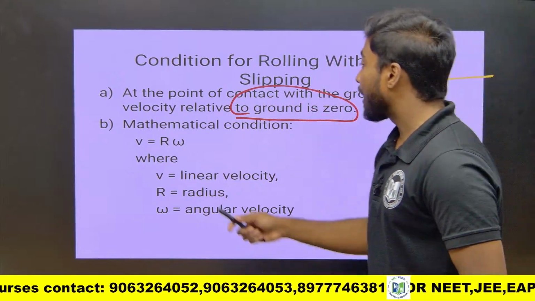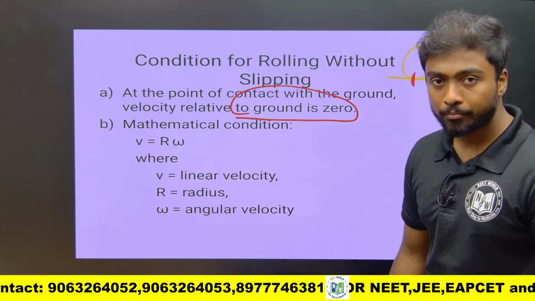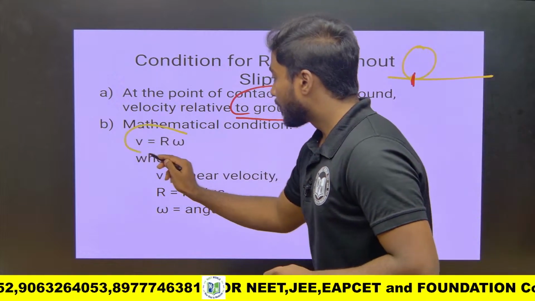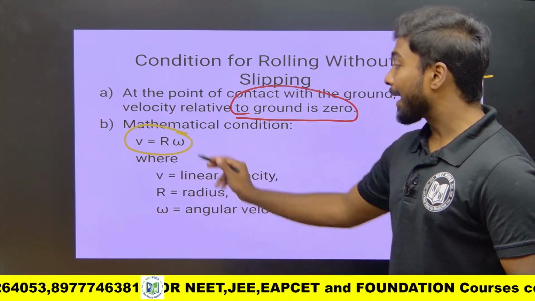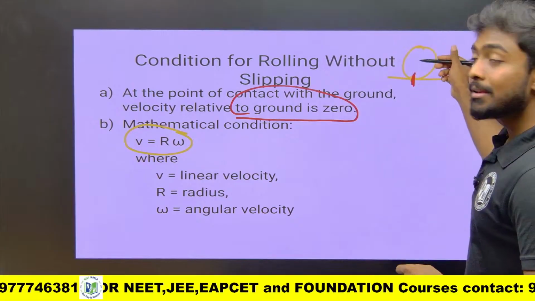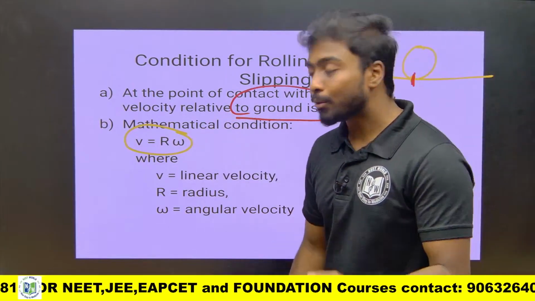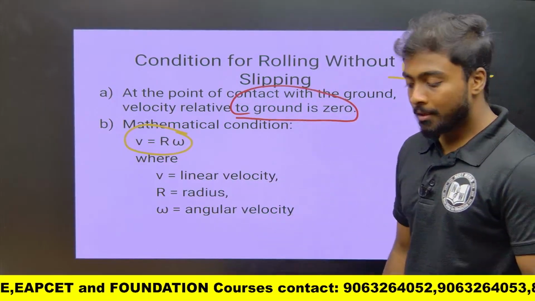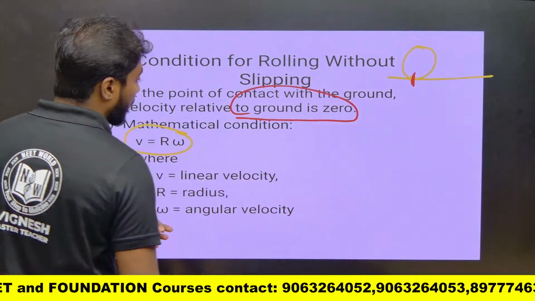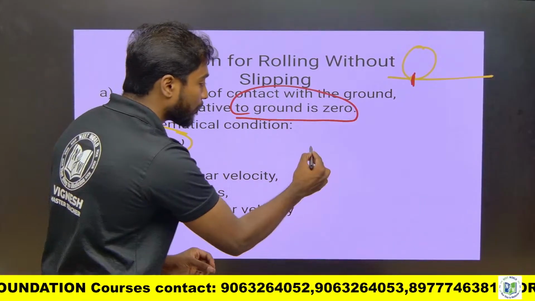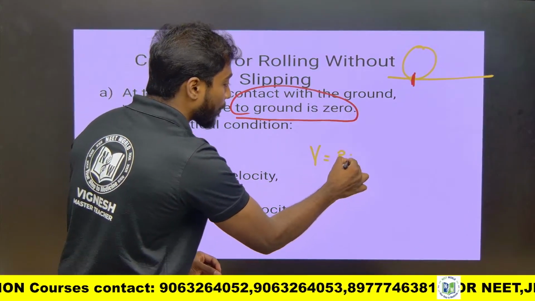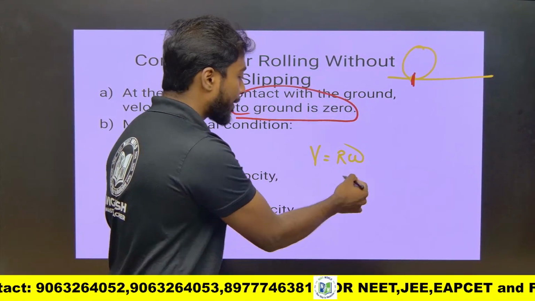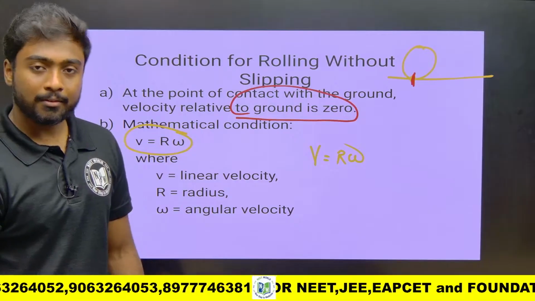Mathematically, for rolling motion, v equals R omega, where R is the radius of the wheel and omega is the angular velocity. So linear velocity, radius, angular velocity. The thing you should remember: if they are asking about velocity, v equals R omega. If they are asking about angular velocity, omega equals v by R. That's it.